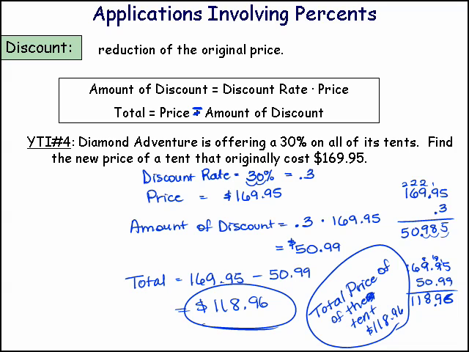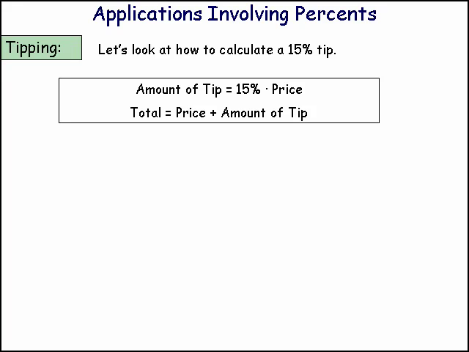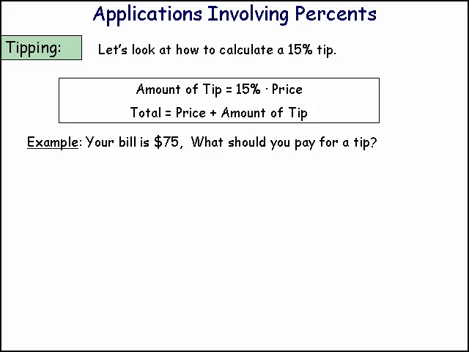Okay, so let's look at tipping. Hold on, let's go back to tipping here. Clicked it one too many times there for you. Okay, tipping. Let's look at how to calculate a 15% tip. Here's our equation: amount of tip is equal to 15% times the price. That's pretty typical, 15% for a tip for a waitress or a waiter.